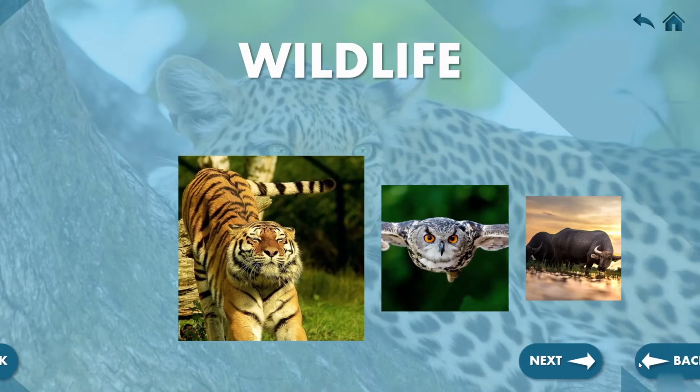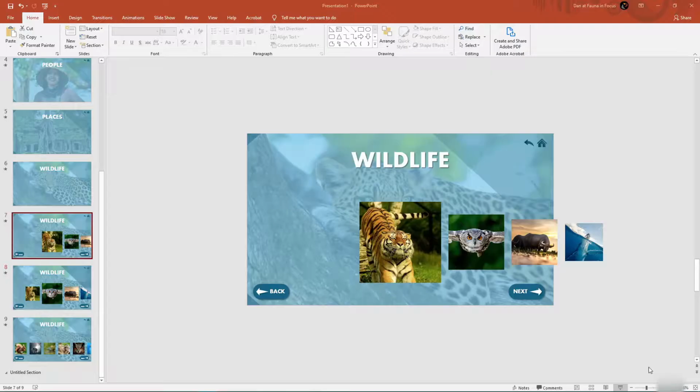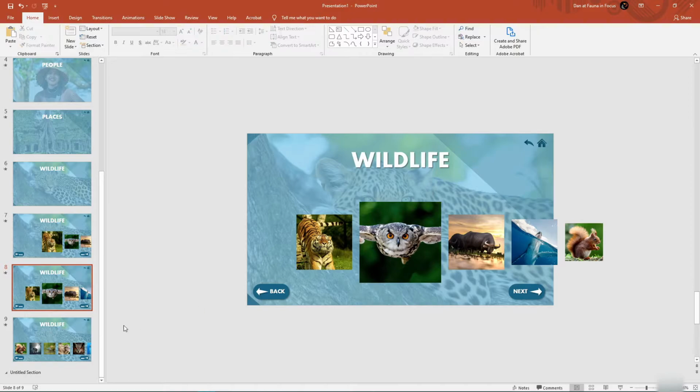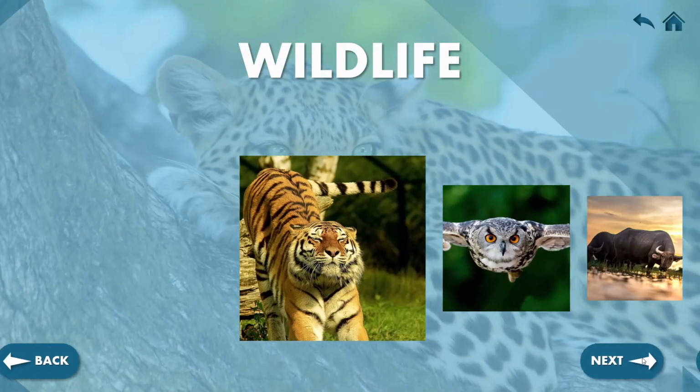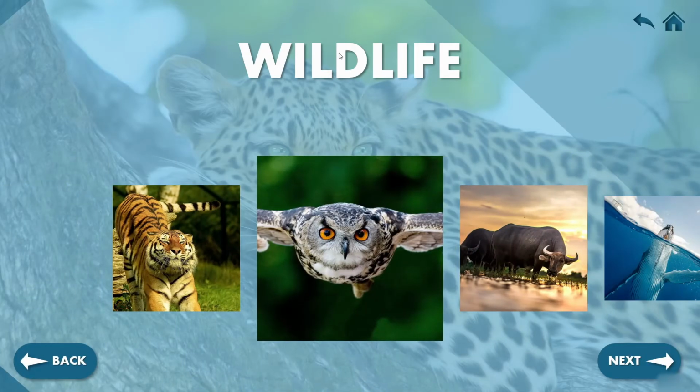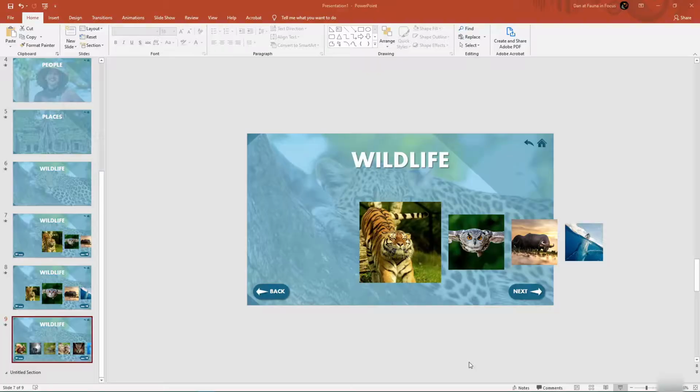Good. Oh, big triangle. All right. And so now only the content of the slide is moving, but the text and these things are not moving. Now you'll see our next and back buttons are also moving, so we need to get rid of those as well. So watch how we're going to do that.